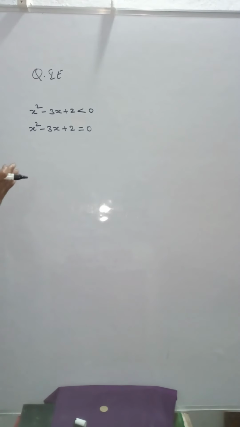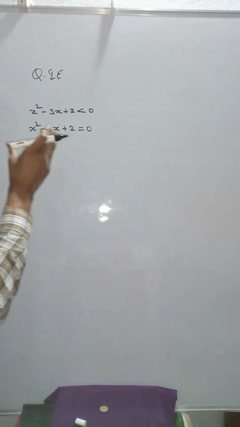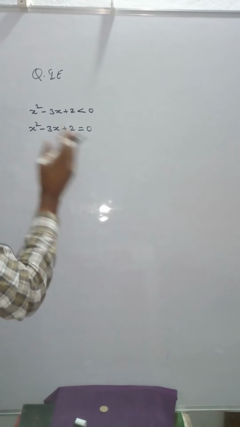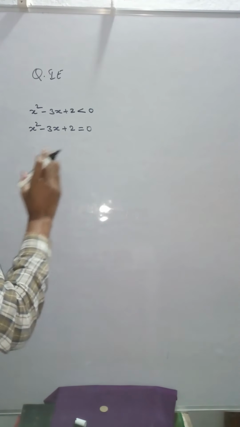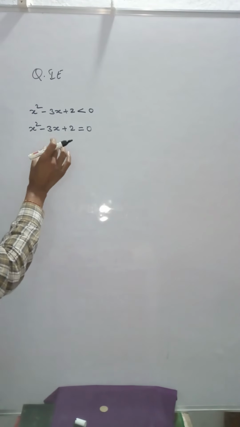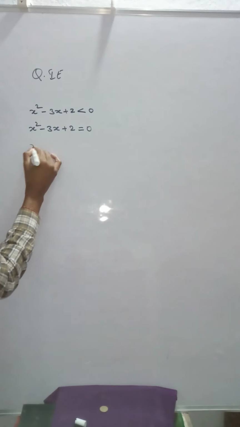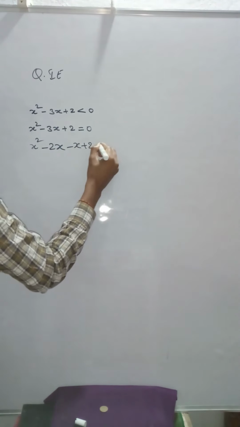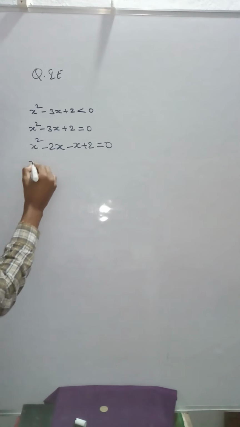Why we are taking the equality sign: it gives the exact location where the equation will be satisfied. Beyond that, there will be many numbers satisfying it. The exact location needs to be located first. To get the exact location, we are going to have an equality sign here. Therefore, x square minus 2x minus x plus 1 is equal to 0.